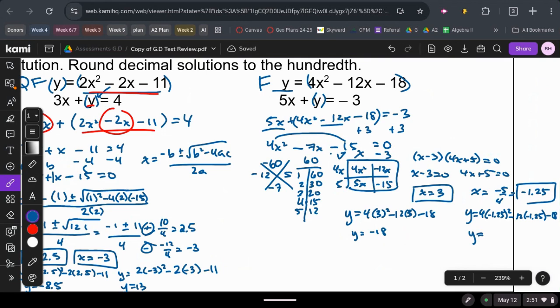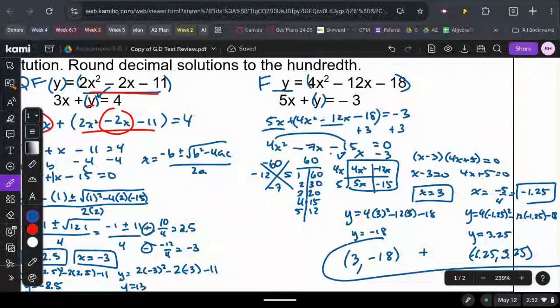The y value for this one is at 3.25. So our two ordered pairs are when x is 3, y is negative 18. And when x is negative 1.25, y is 3.25. So these are the two final solutions for this last one.